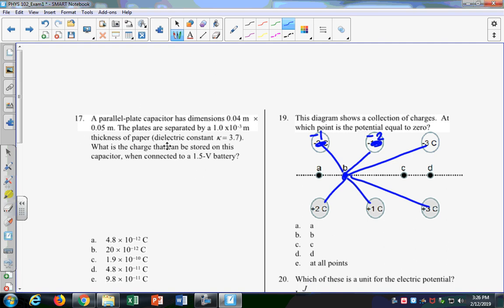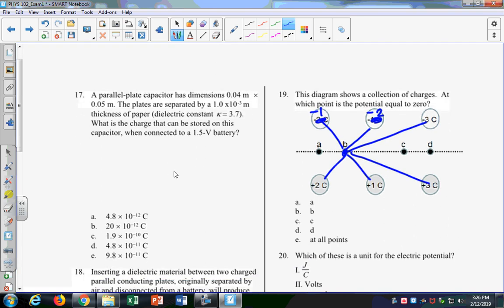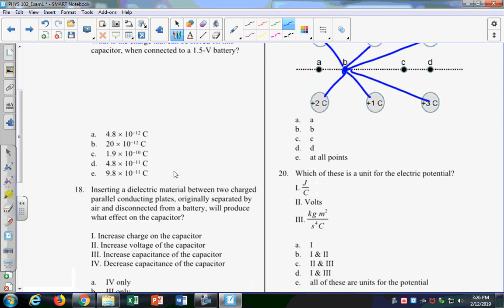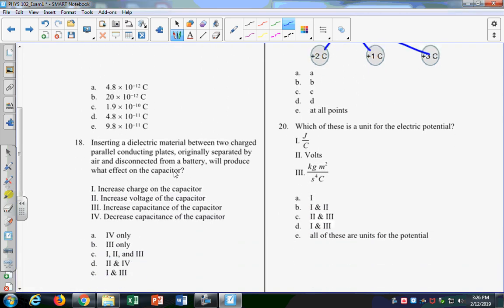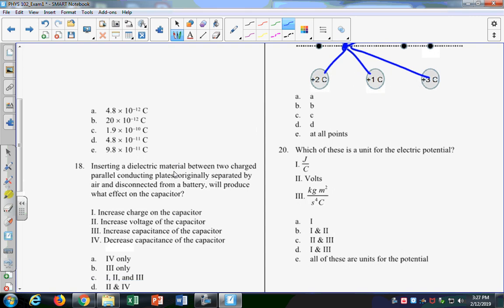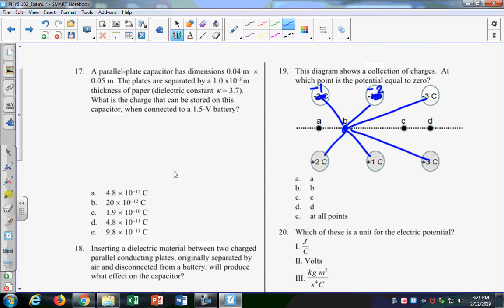But there's one, like you'll see, number 17, just calculating the capacitance. Make sure you know your basic definitions of potential and fields. Yeah, Justin? Can you do 17? Sure. So this one was a little more complicated. I have to first find the capacitance. Kappa epsilon naught A over D. Kappa is 3.7. That's given right there.